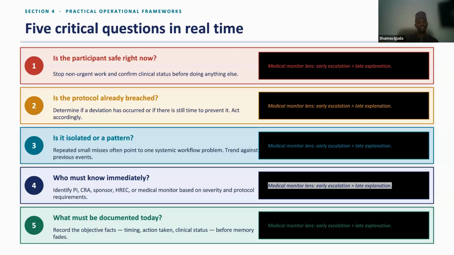So the next question for you to ask is: what must be documented today? Documentation degrades rapidly over time. Details that are crystal clear on the very day of the event can become hazy within 48 hours, and you may not even be able to recover them after 2 to 3 weeks. Same-day notes, even if brief, even if handwritten and later transferred to the EDC system, are your most reliable protection. So it is important for you to know these things.